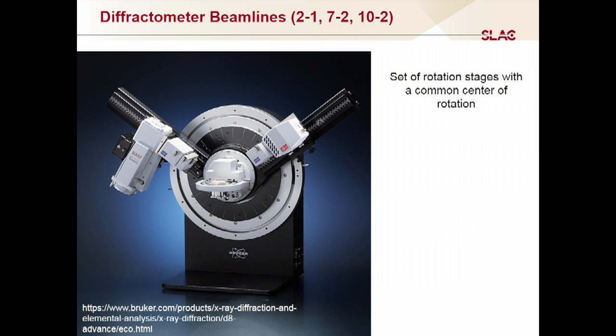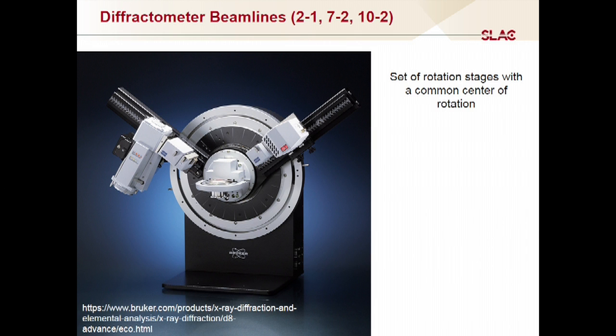So then for the diffractometer beamlines, 2.1, 7.2, and 10.2, what I mean by a diffractometer is basically just a set of rotation stages with a common center of rotation. And so this is a lab powder diffractometer. This is one of the Bruker instruments. This is your X-ray source. This is your detector. Your sample would sit here. And then both this arm that the source sits on and this arm that the detector sits on can move in angle around the same center of rotation here.